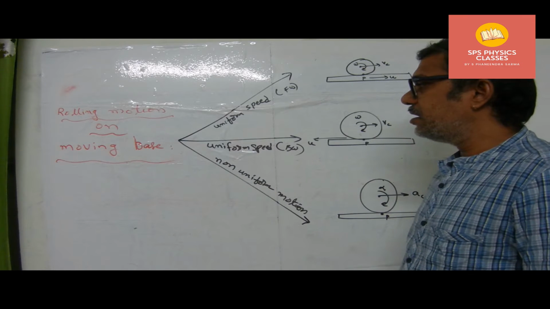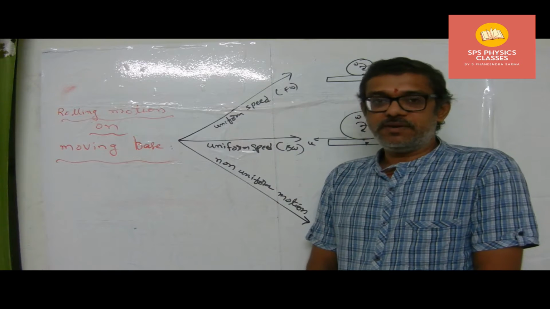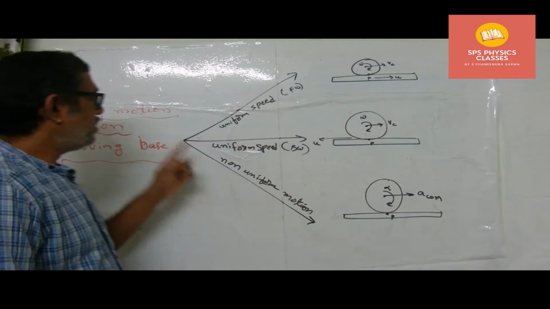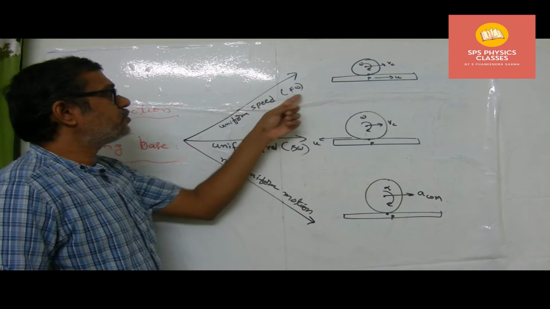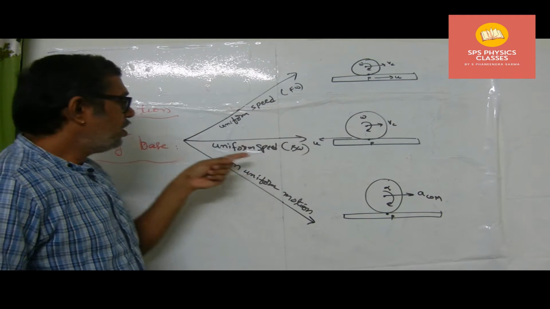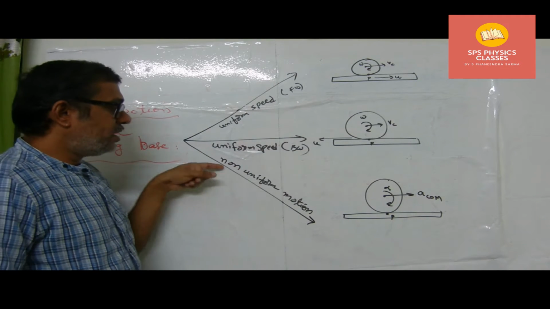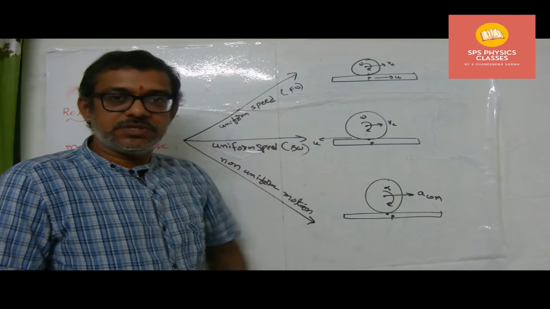Rolling motion on the moving base or moving platform. Let us see. In this particular corner, we have three types of questions. First type of questions are nothing but uniform speed in the forward direction, uniform speed in the backward direction, and non-uniform motion. Three types of questions are there.